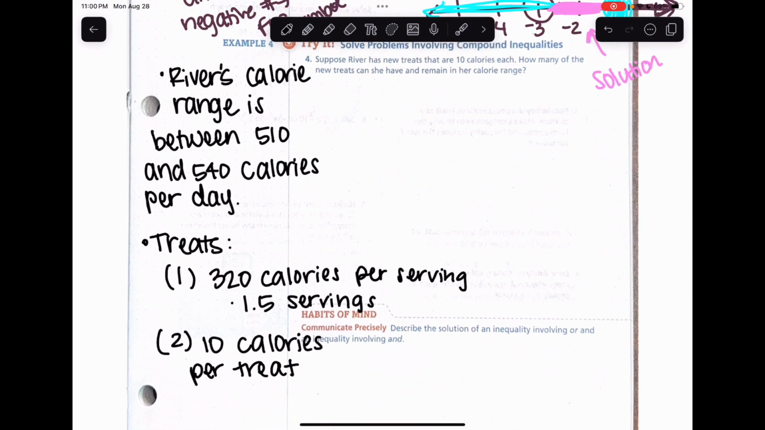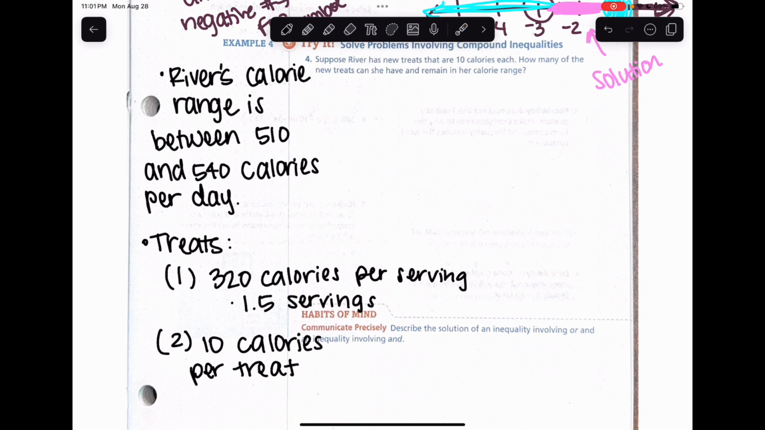All right. So now that we have this information, we can go ahead and solve this problem. The first thing that I'm noticing here is we have this range, right? Again, this is her calorie range. So her calorie range needs to be between her upper and her lower, right? So she can't have too much and she can't have too little. So we know the smallest amount that River can have is 510, and the largest amount is 540. So it seems like she can have exactly that amount.